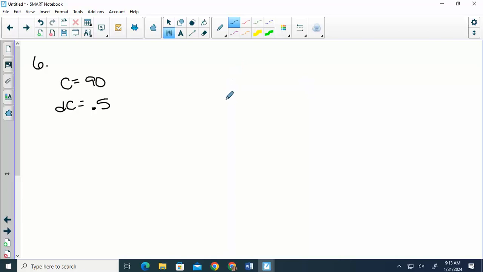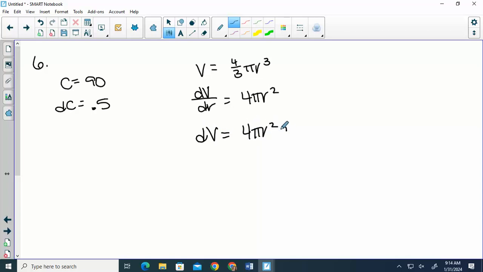So we want to estimate the error in volume. So volume is 4/3 pi r cubed. If we do this derivative, the derivative of volume would be in terms of r, so dV/dr. 3 comes down, subtract 1 from the power. So my differential, my dV, is 4 pi r squared dr.